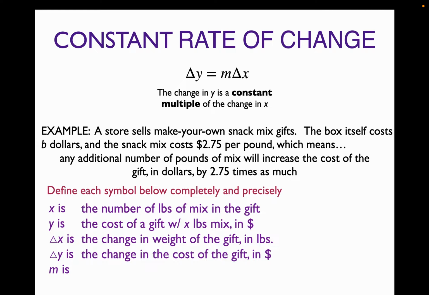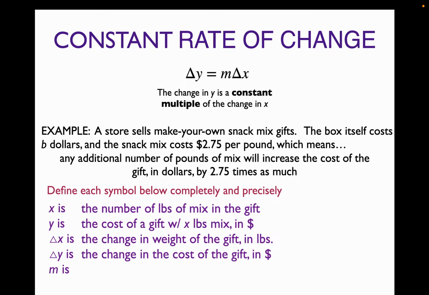All right, but M is this constant multiple, this constant proportion between the delta Y and the delta X. In this case, we have a value for M. What's the value for M? 2.75. Yep, 2.75. It's $2.75 per pound. So dollars per pound are the units on it.